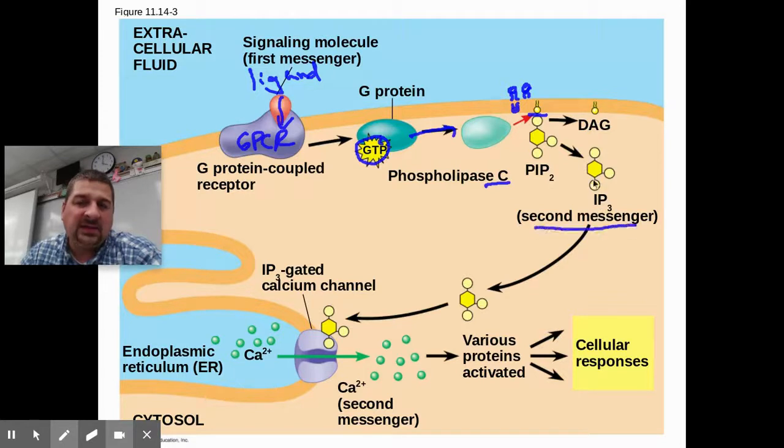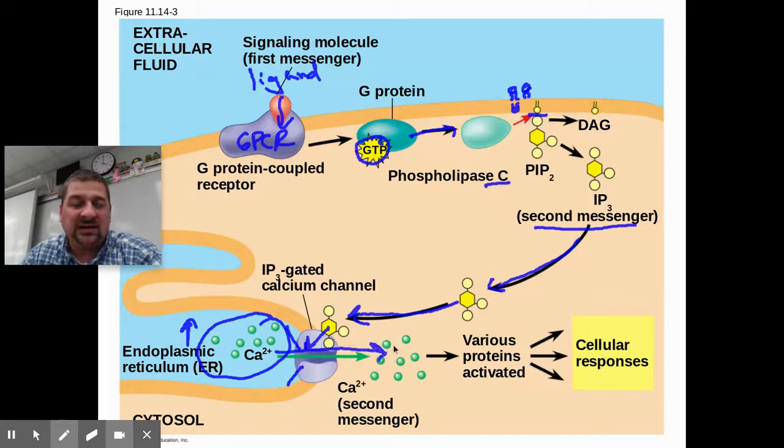This IP3 is going to act as a second messenger, traveling throughout the cytoplasm to little channels, IP3-gated calcium channels. When IP3 binds to this channel, it will open up, and calcium ions, which are in high concentration in the ER lumen, will rush out into the cytoplasm. This change in concentration is then going to activate other proteins and cause our cellular responses.